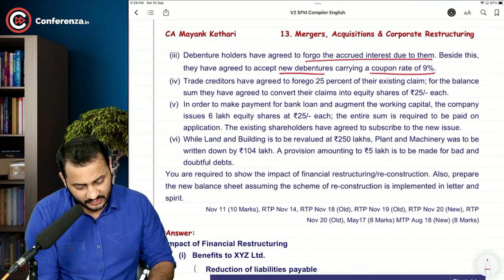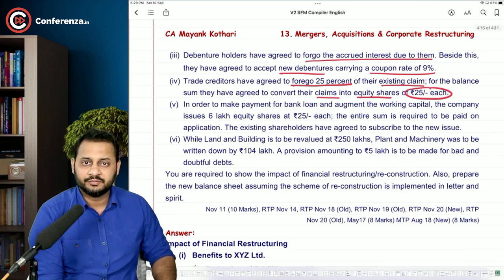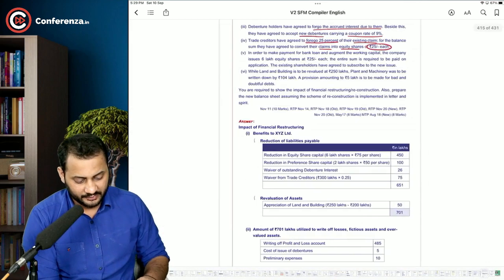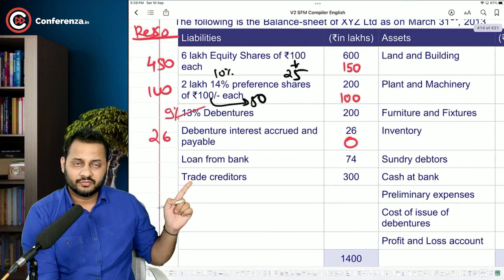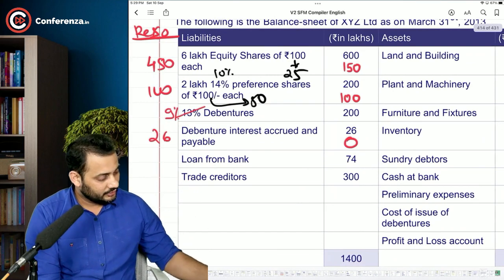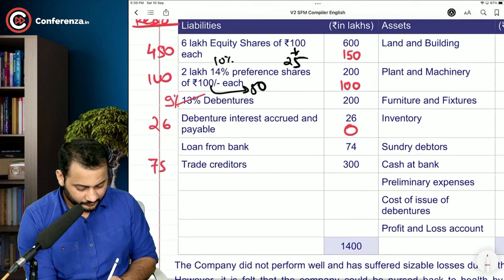Trade creditors agree to forego 25% of their existing claim. For the balance sum, they have agreed to convert their claims into equity shares of rupees 25 each. Now understand what is happening. First of all, trade creditors of 300 lakhs, they are ready to forego 75 lakh rupees.